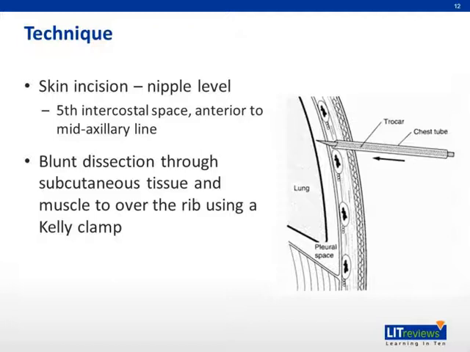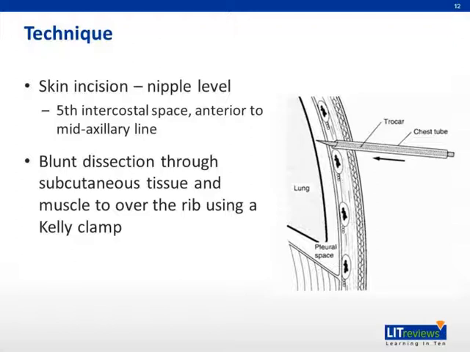Tube selection varies based on the indication for the procedure. For pneumothorax, a smaller 20 to 24 French chest tube can be used, as only air has to be drained. For hemothoraces or larger effusions, larger tubes such as a 32 to 36 French chest tube should be used.